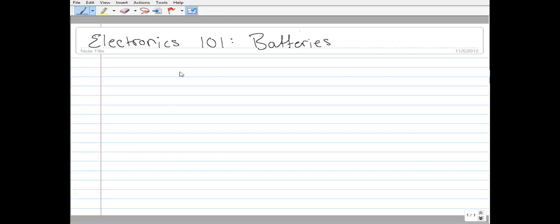Now, this was a viewer submitted request, and I will give you a little heads up that this is a little chemistry heavy, so I've written this so it's as light in chemistry as I could make it. Now, what is a battery? A battery is a device, quite simply put, that converts chemical energy into electrical energy.